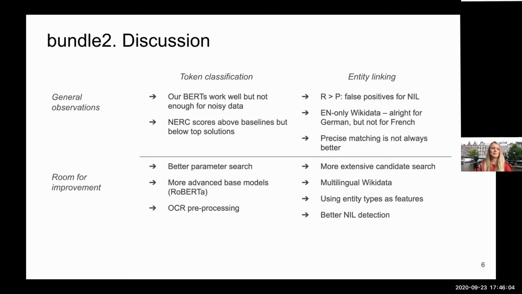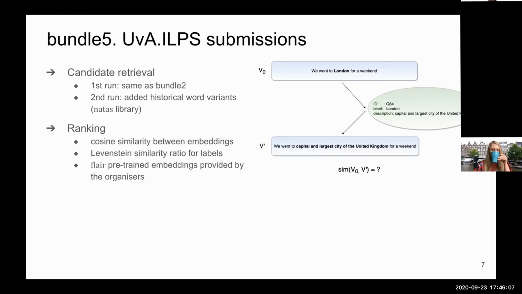All right, so bundle 5. The first two runs that I prepared myself were, in terms of candidate retrieval, similar to what we did in bundle 2 in terms of entity linking. For the second run, I tried adding historical word variations using a library that is based on machine translation techniques. But ranking was completely different this time.